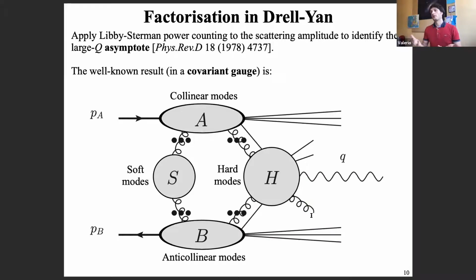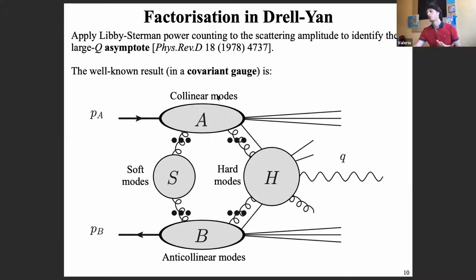But then what you can do is take QCD and apply the so-called Libby-Sterman power counting to the scattering amplitude to identify what one could define as the large Q asymptotics. This means that suppose you send the invariant mass, in this case of the lepton pair, to infinity. So this has to be very, very large. This means that you can really decompose your amplitude in different modes. And so this diagram actually shows what is the effect of this power counting in a covariant gauge.